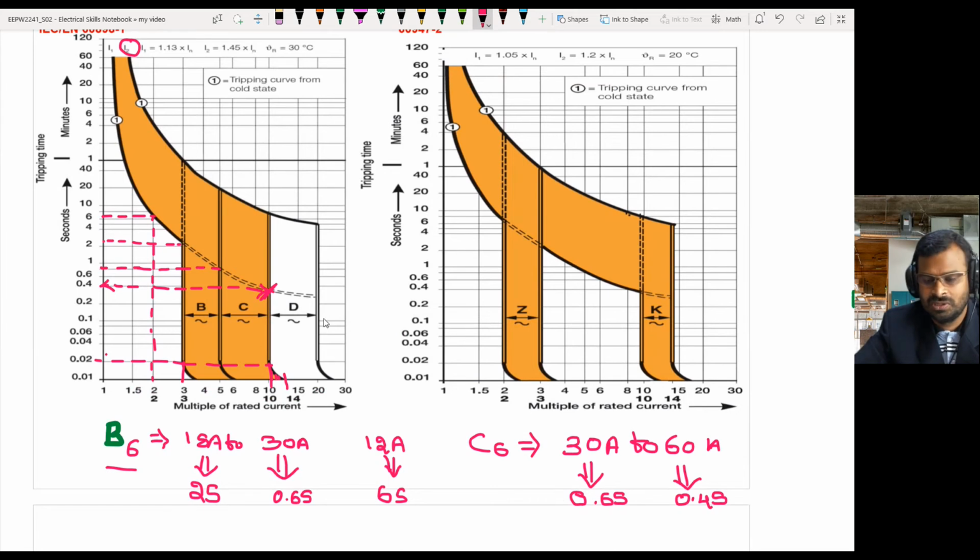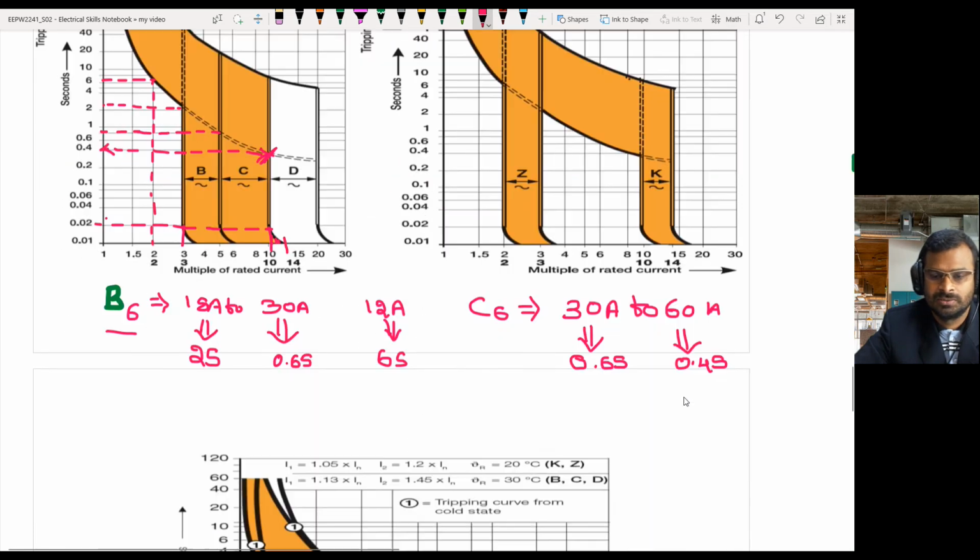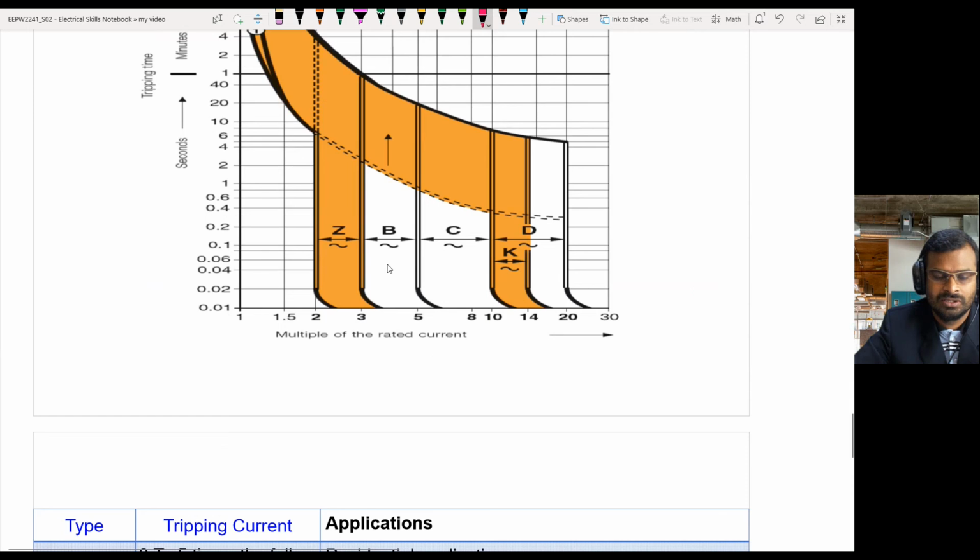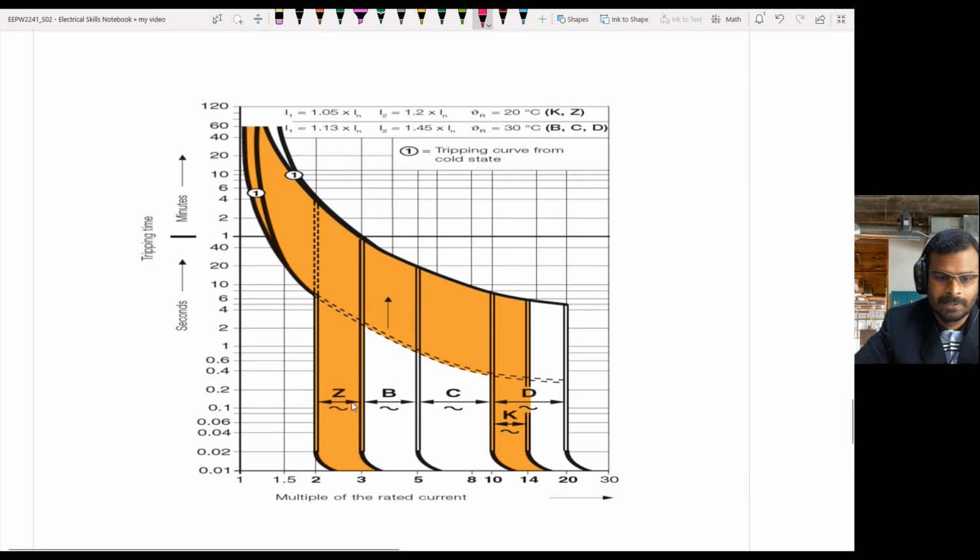Wherever we have high inductive types of loads, we will use a D type, and K type is also used in high inductive types of loads, like motors and transformers, but the trip range is from 10 to 14 times. For D type it is from 10 to 20 times. So this is about the trip curves, and the overall trip curves are given here.